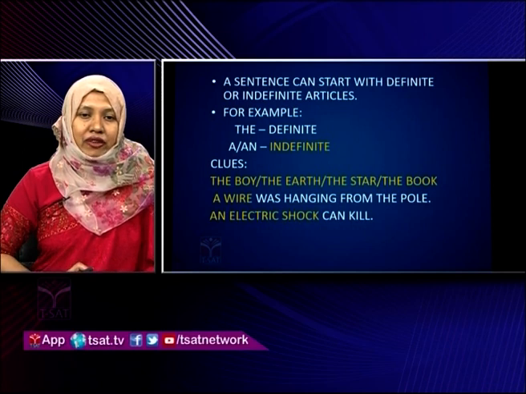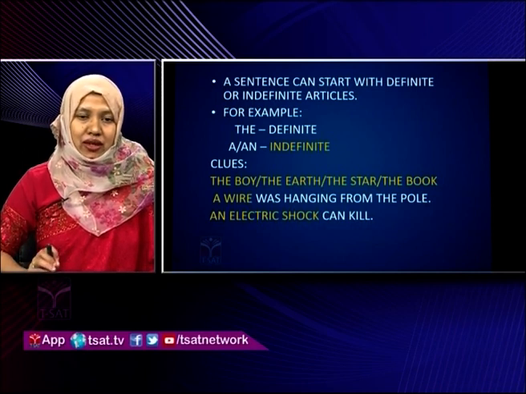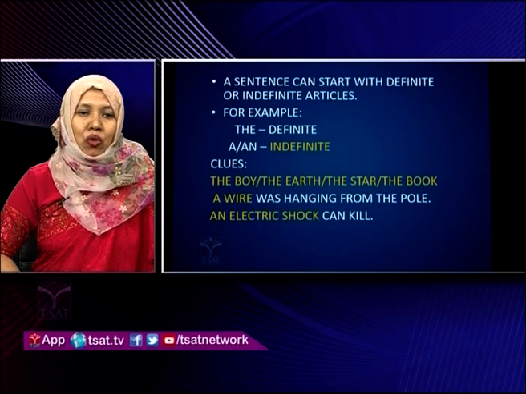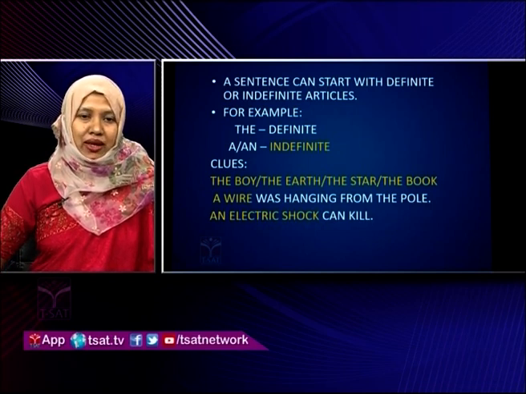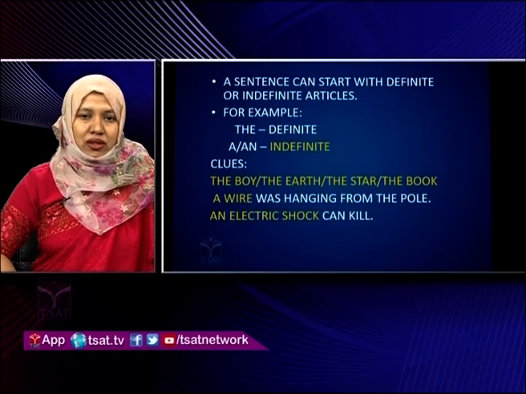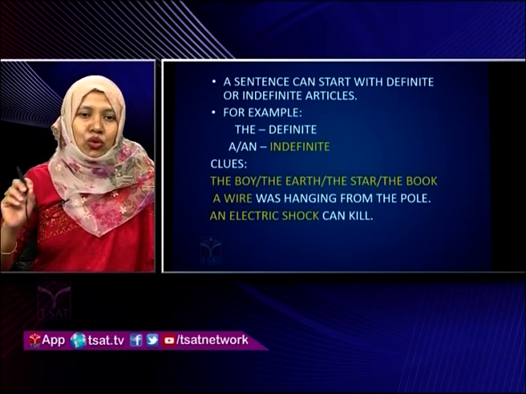The sentence can start with the boy, the earth, the star, the book. In all these examples, the is used. The is used to refer to a specific thing, a definite thing. The boy whom I met was my cousin. The boy who met with an accident was my cousin. The earth is the only planet which has life. You are talking about only the earth. The star, the book. So when you are referring to something specific, you use the.